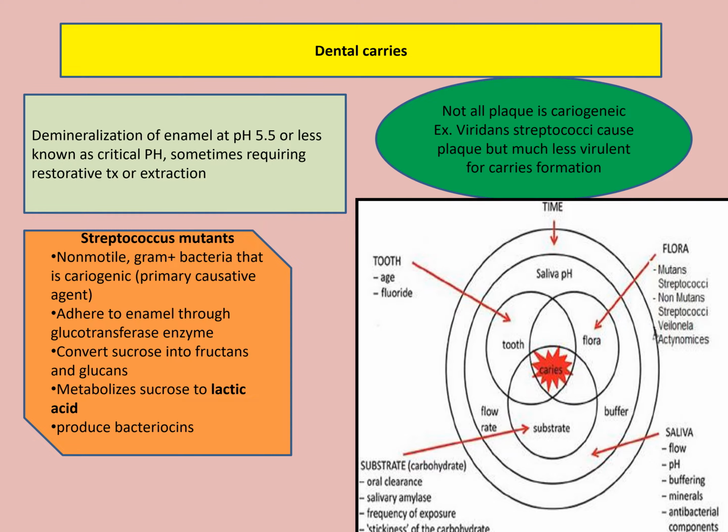Now, this is called the specific plaque hypothesis, which states that not all the plaque is pathogenic, is cariogenic. Some of the plaque produces caries, like Streptococcus mutans bacteria, and Streptococcus viridans, for example, doesn't cause caries, less virulent, it mainly produces the plaque.